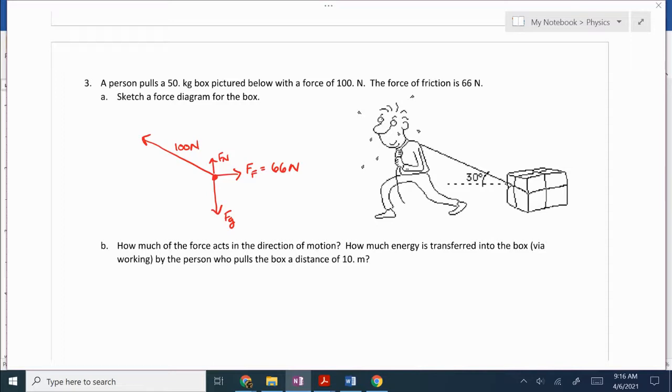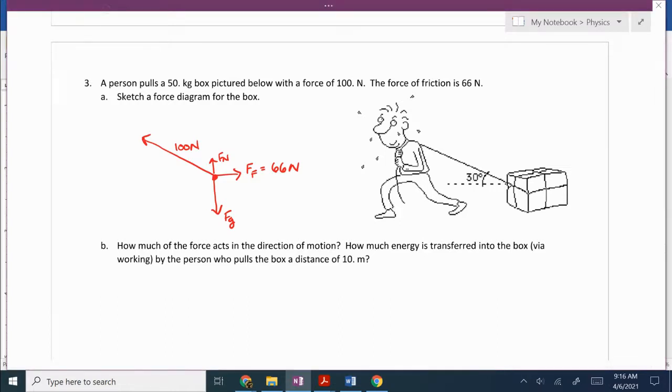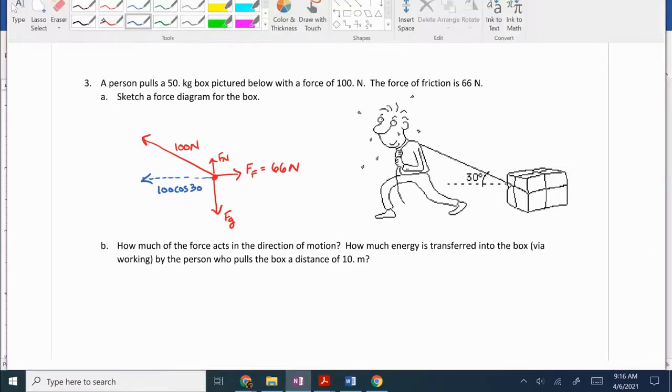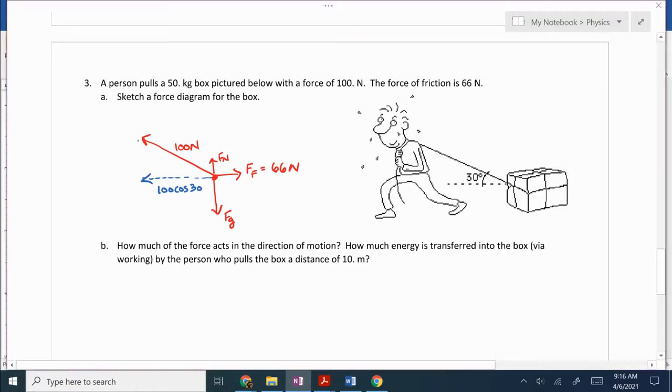So next up, how much force acts in the direction of motion? So what that means is how much of the force that you pull with acts in the direction of motion. To do that, we're going to have to break this up into pieces like we used to. So that's going to be 100 cosine of 30 degrees. We're not probably going to need this, but we'll do that too. 100 sine 30 degrees. Okay.